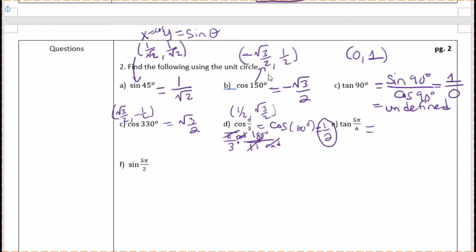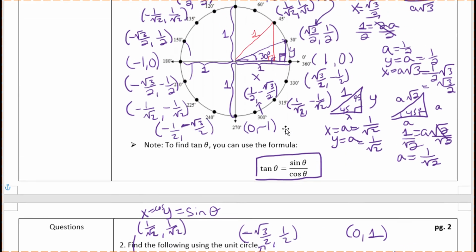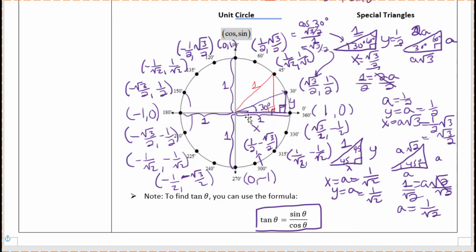Tangent is sine over cosine, so sine of that angle over cosine of that angle. Let's figure out what that angle is, though. So 5 pi over 6, you're going to multiply by 180 degrees over pi. Pi's cancel. 180 divided by 6 is 30. 30 times 5 is 150. So you're looking at the tangent of 150, which is sine of 150 over cosine of 150. Let's look at the coordinates for 150: negative square root of 3 over 2 and 1/2.